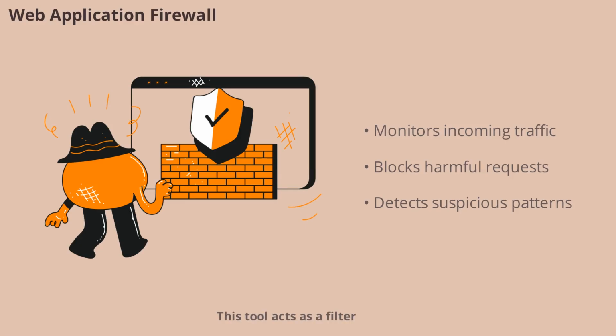This tool acts as a filter, monitoring all incoming traffic to your web application. Its main job is to spot and block harmful requests before they reach your server. Whether it's a suspicious IP address or a strange request pattern, WAF is always on guard. By setting up rules, it can detect and prevent attacks like SQL injection, keeping your app secure from common threats.